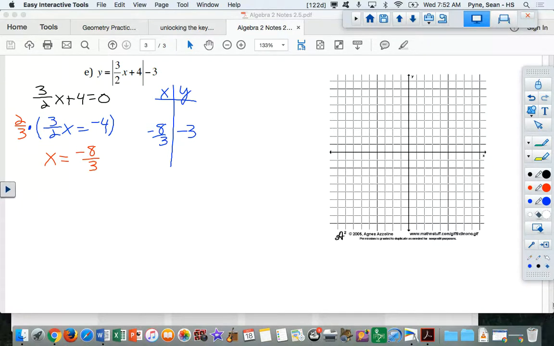All right. So now we need to choose a value smaller and larger. Well, what's -8/3 as a decimal? -2.666666. Good. So it's important to look at it as a decimal, because now we can choose our value smaller and larger.